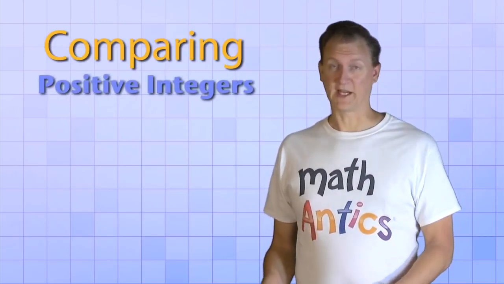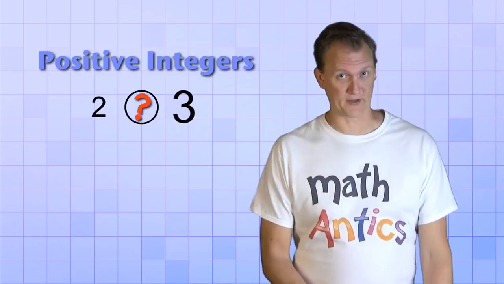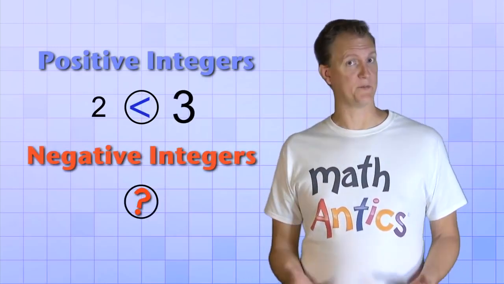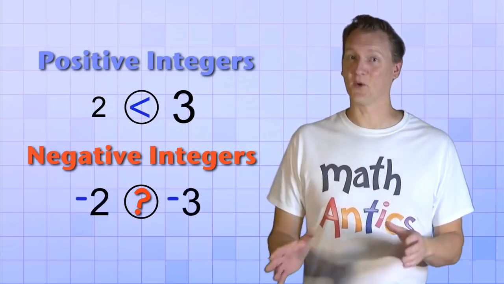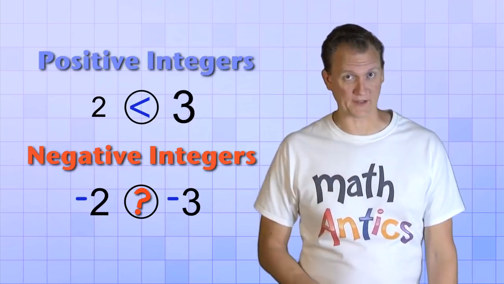You're probably already pretty good at comparing positive integers. Like if I ask, which is bigger, 2 or 3? You know that 3 is bigger than 2. But what if I ask you to compare two negative integers? Which is bigger, -2 or -3? This is where negative numbers can be a little tricky, especially if this is your first time learning about them.